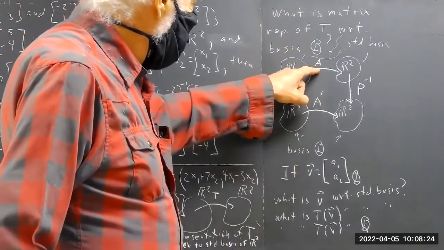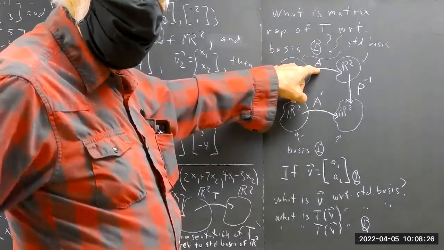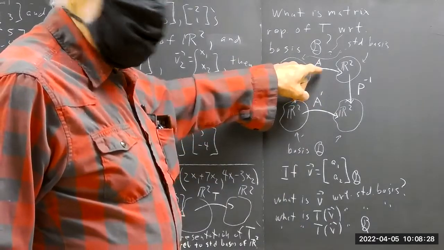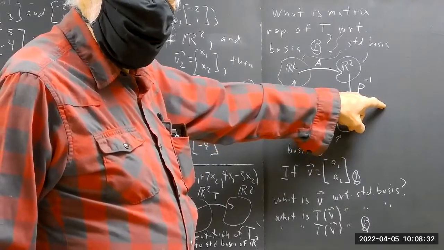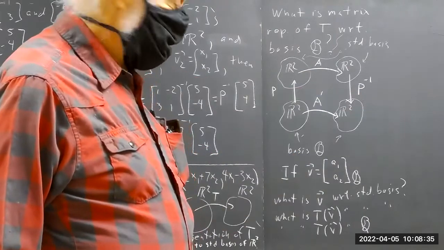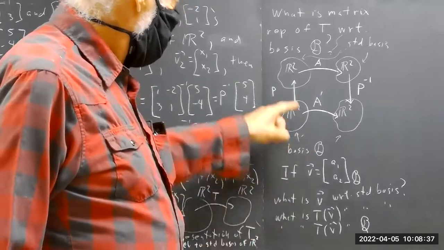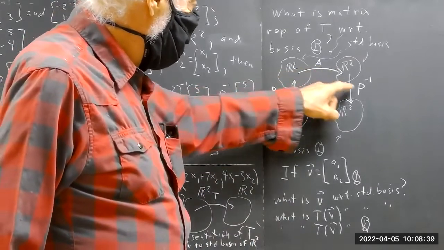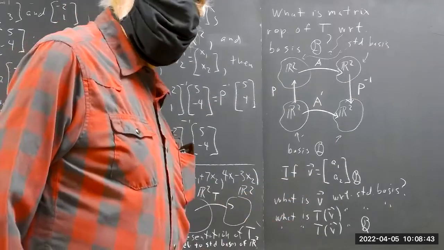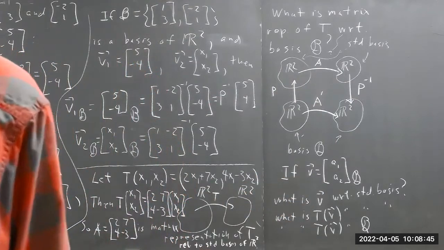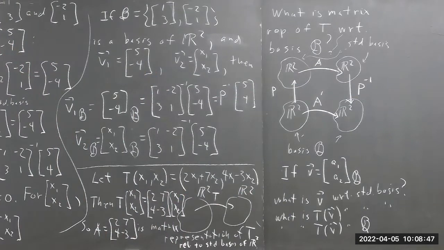If A is the matrix up here, and let's assume you know it, and you know the P and the P inverse matrix. Okay. Now, in terms of the matrix P, A, and P inverse, what are the answers to these questions? See if you can sort that out. It's a lot to sort out.